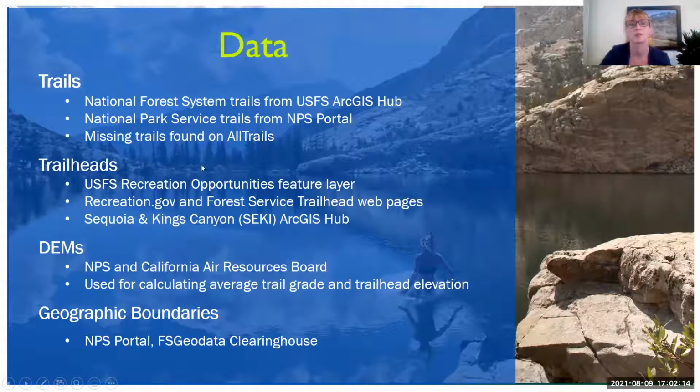Trailhead information was also found online through a US Forest Service Recreation Opportunities feature layer. I also found data on Sequoia and Kings Canyon ArcGIS Hub, and recreation.gov was used to proof the locations, as well as Google Maps and Google Earth. I used digital elevation models to add surface information and calculate average trail grade and trailhead elevation. I found this on the National Park Service and California Air Resources Board websites.